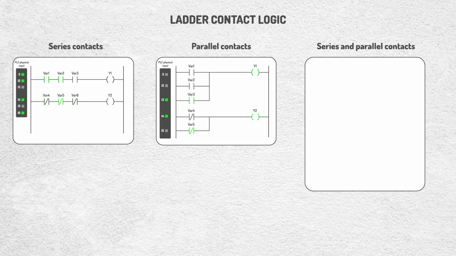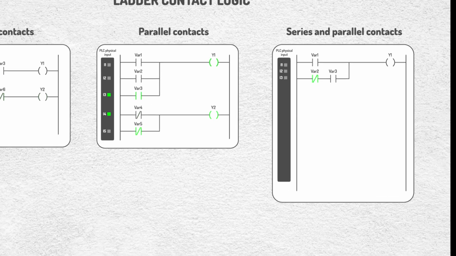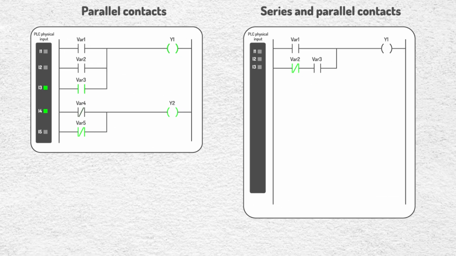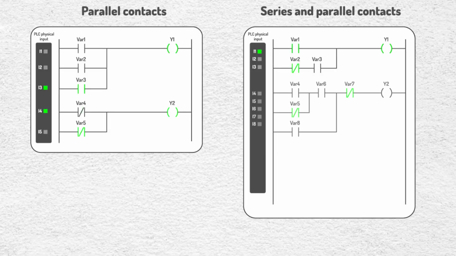Finally, let's see some combinations between open and closed contacts, placed both in series and in parallel. All these variables are associated with PLC digital inputs, so their behavior depends directly on the state of those field devices. Here we can see another section with different combinations of contacts. Depending on how the inputs are activated, the logic will or will not allow current flow toward the corresponding coil.